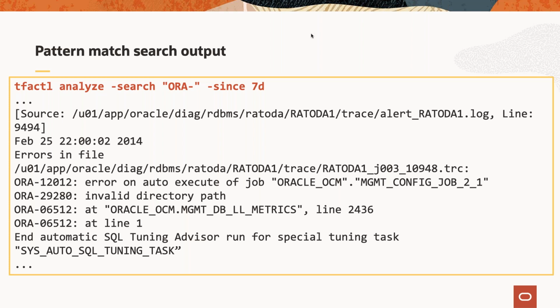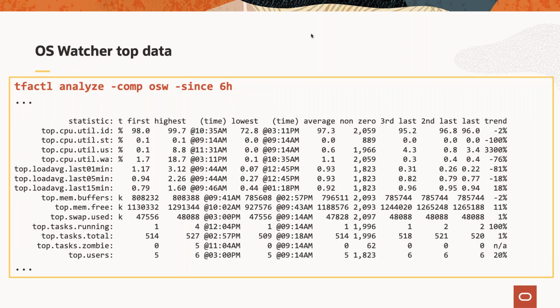It's pretty cool. You go for lunch and you come back and something goes wrong. I can analyze OS watcher data since the last 6 hours. Now this will tell you when was the highest, when was the lowest, when was the average, and what percentage increase happened for any of these values.